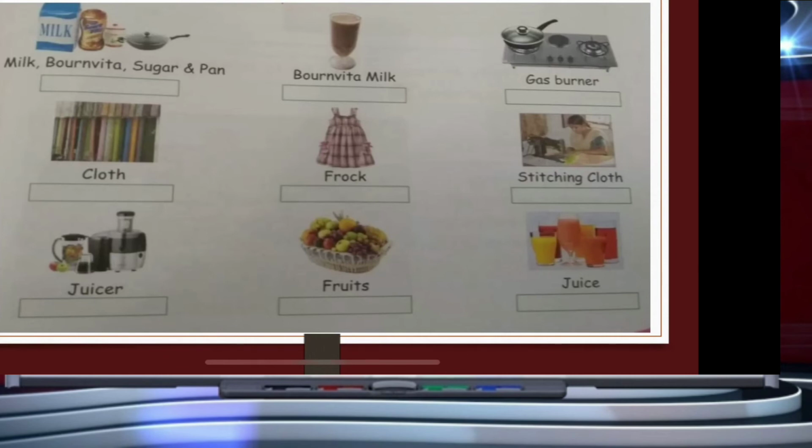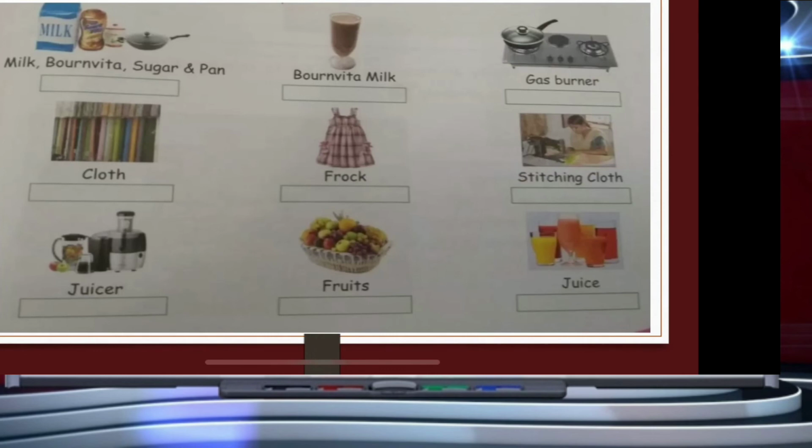Similarly, the second example is preparing a frock. For that, what do you need? First of all, you need unstitched cloth. So unstitched cloth is the input. Then it has to be stitched. So stitching the cloth is called processing. And then afterwards, you get a frock ready. This is called the output.